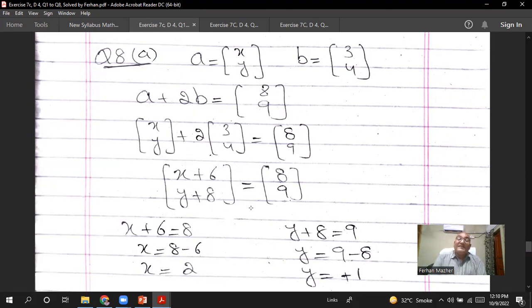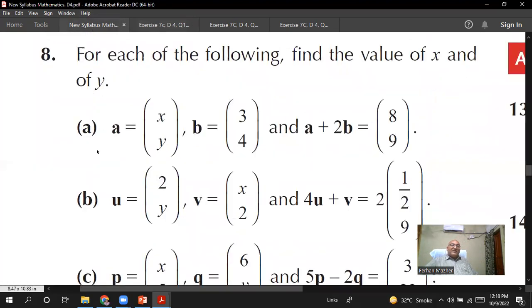So it means x plus 6 is equal to 8. So x will be equal to 8 minus 6. So x will be equal to 2. y plus 8 will be equal to 9, and y will be equal to 9 minus 8, and y is equal to 1. So this is how you find the value of x and y.